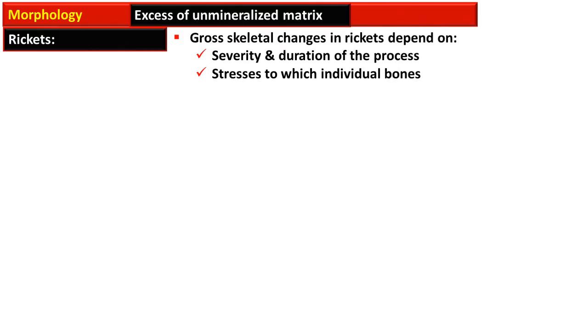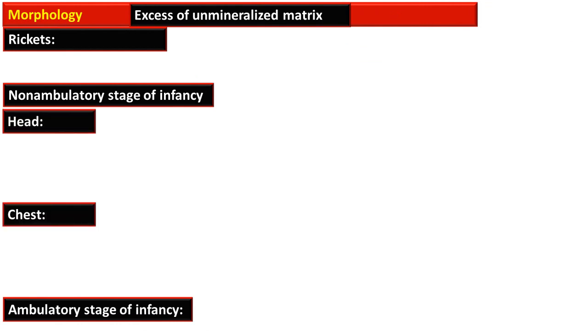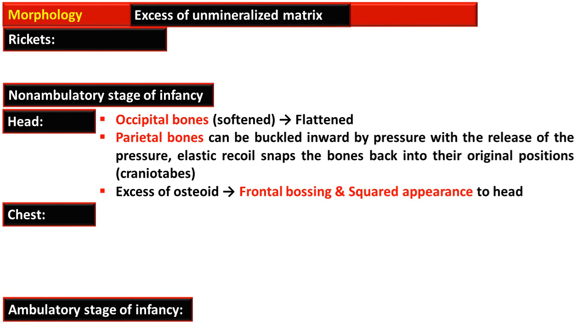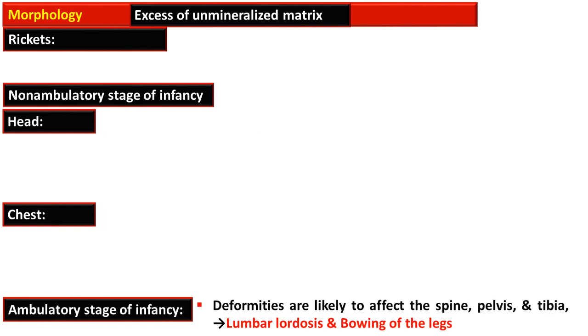The clinical features of rickets are dependent on the stage of infancy. For the non-ambulatory stage of infancy, the head and chest are usually affected, and there is softening of the bone, frontal bossing or square-shaped appearance of the head, and the chest is characterized by rachitic rosary and pigeon breast deformity. In the ambulatory stage, lumbar lordosis and bowing of the legs are noted.